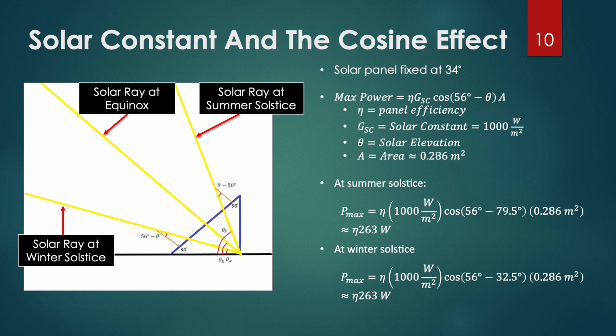So at our summer solstice, our elevation at noon is at 79.5 degrees. And if you plug that in and also plug in the area, so for our solar panels that we have for our home kits, the area is roughly 0.286 meters squared. So you plug that all in, and we get, during the summer solstice, the maximum power is going to be 263 watts times the efficiency of our panel.